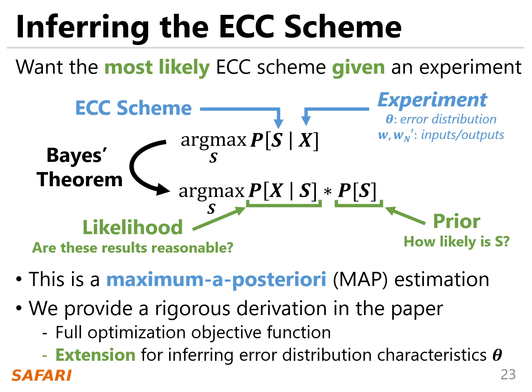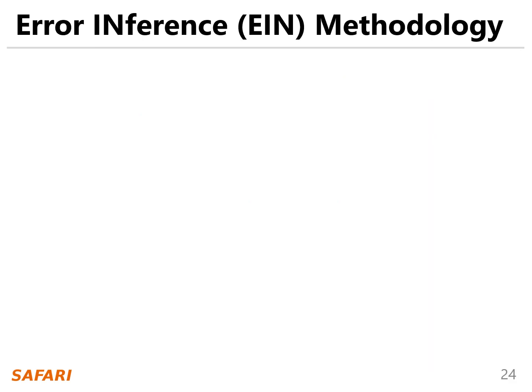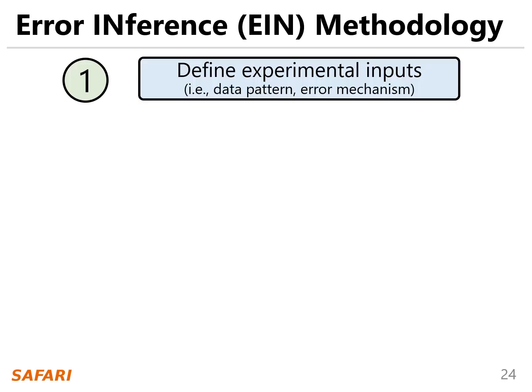And we also provide an extension for inferring the error distribution characteristics, theta, in addition to just the ECC scheme, as shown here. So we can put this all together into a methodology, which we call EIN, or error inference. And EIN consists of 4 key steps. First, we define the experimental inputs, which are essentially the data pattern and the error mechanism that we're studying.